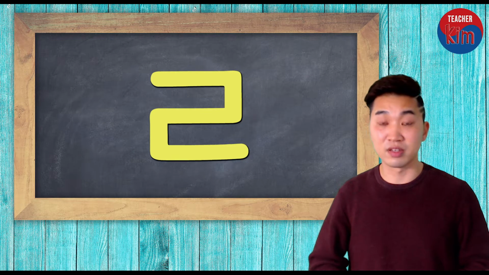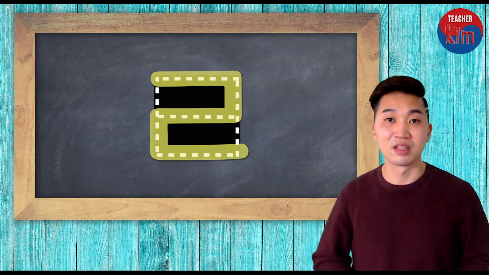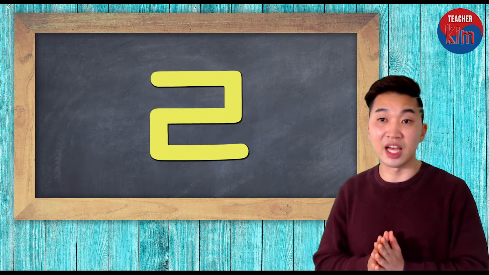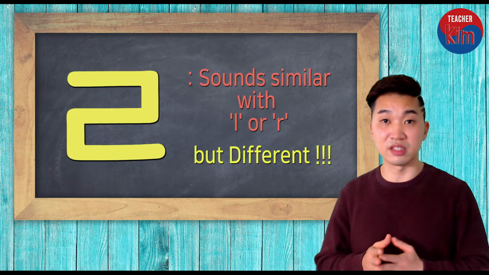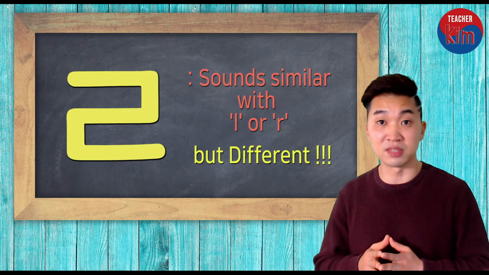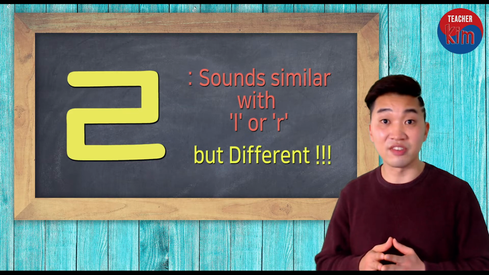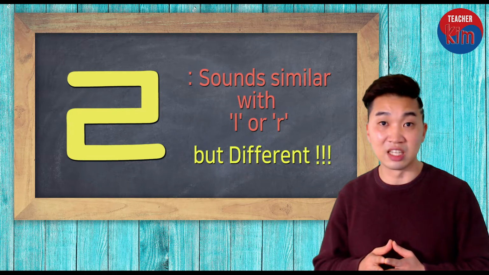Look at this consonant. It looks quite complicated. It looks like removing the upper left and lower right side from the dotted figure. And it sounds like L, L, L. Its sound is similar to the English alphabet L or sometimes R, but they are slightly different from the Korean consonant.